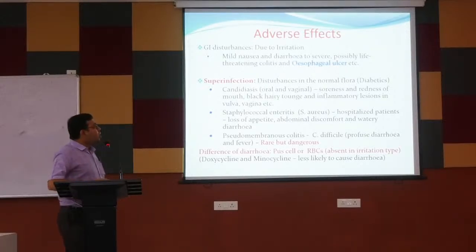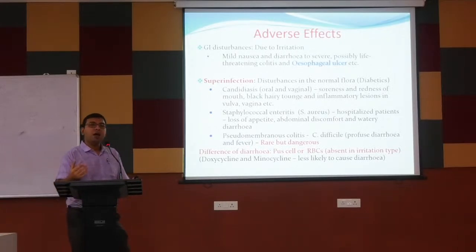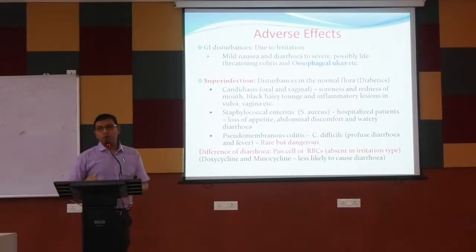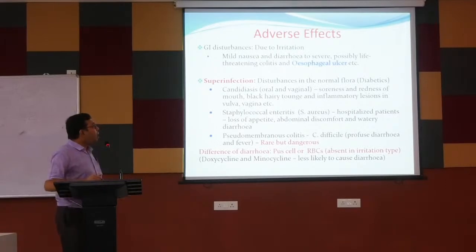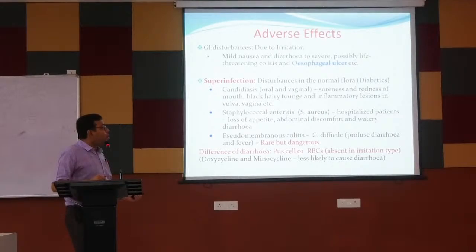broad spectrum, so there is disturbance in the normal flora. Within our gastrointestinal tract, there are some commensal bacteria. These can be killed by these tetracyclines also. So superinfection with other agents like Candida can lead to candidiasis, staphylococcal enteritis by Staph aureus, or pseudomembranous colitis that can be caused by Clostridium difficile can happen. This pseudomembranous colitis due to superinfection is very dangerous. That can lead to perforation of the gut and can lead to death also.